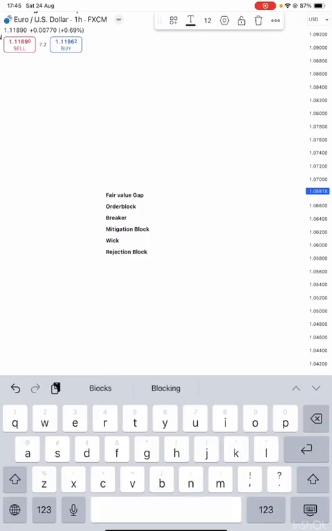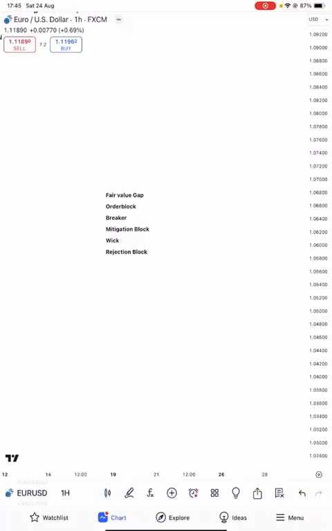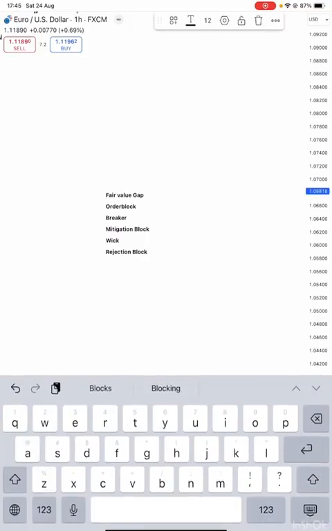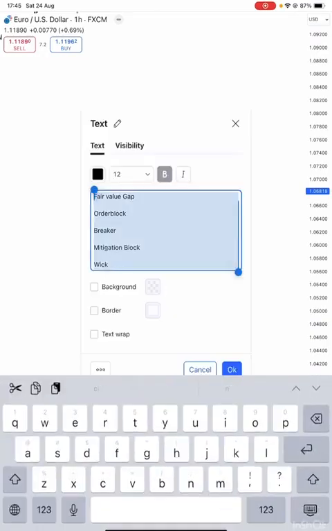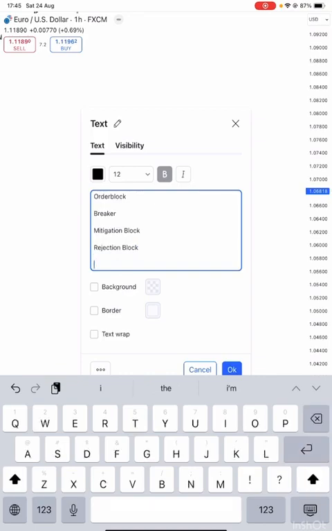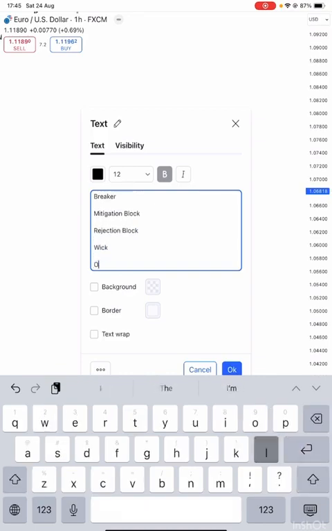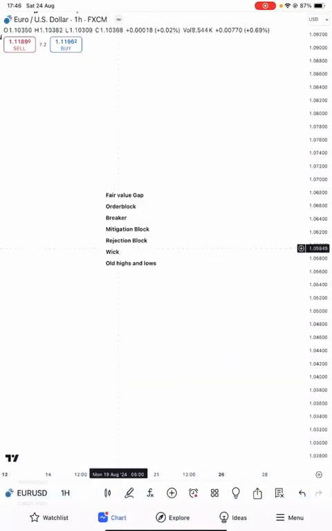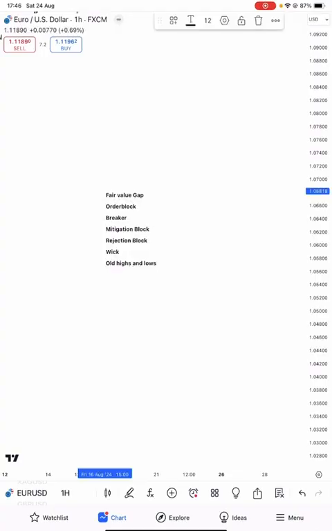Then rejection block, okay, wick is after, obviously, rejection block, and finally all the highs and lows. That usually, as you know, wicks are liquidity pools, all rejection blocks are liquidity pools, all the highs and lows are liquidity pools, and same for fair value gap.